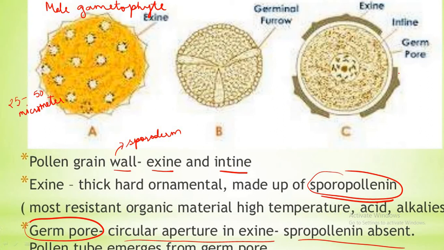So here you can see in this diagram, this is the exine layer, the outermost layer, exine, right? This is intine, the inner layer, and exine layer, as we have already studied, it has sporopollenin.